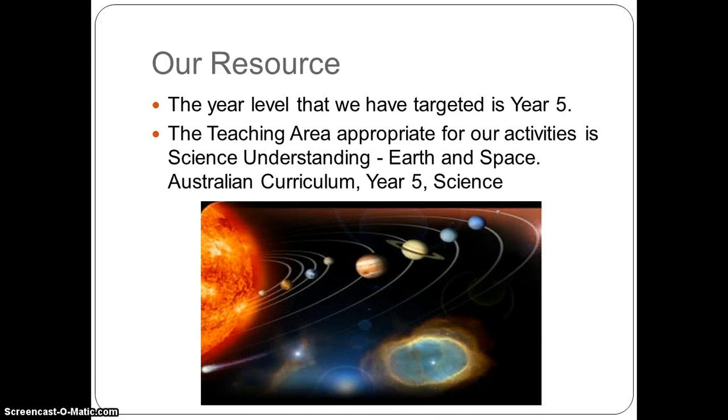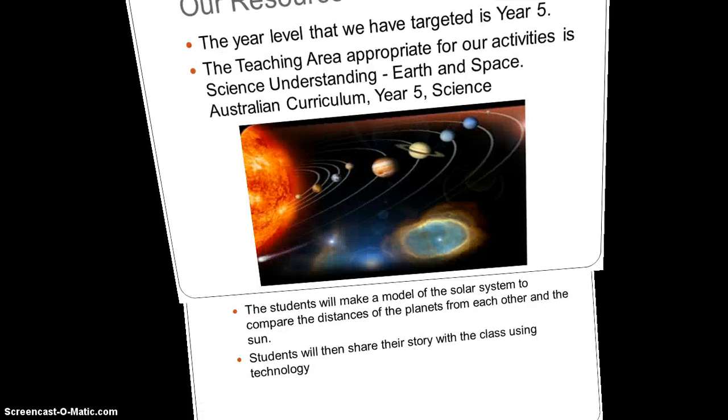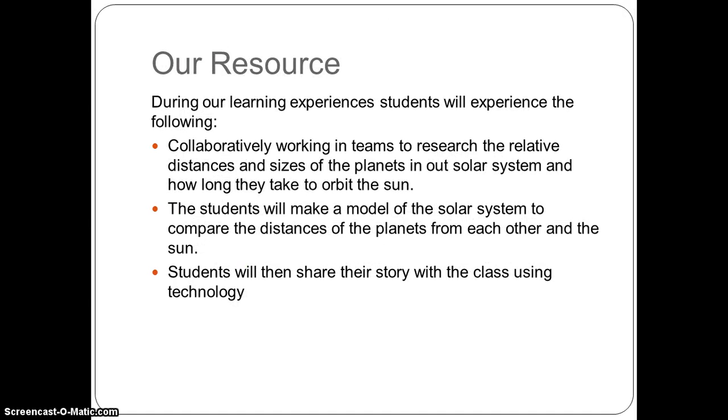My group consisted of Louise, Wendy, Rebecca, Christy and myself, and together we decided that the teaching area appropriate for our activity was Earth and Space Science with a target age of Year 5 students. Our aim was for students to experience collaboratively working in teams to research the relative distance and size of the planets in our solar system and how long they take to orbit the Sun.